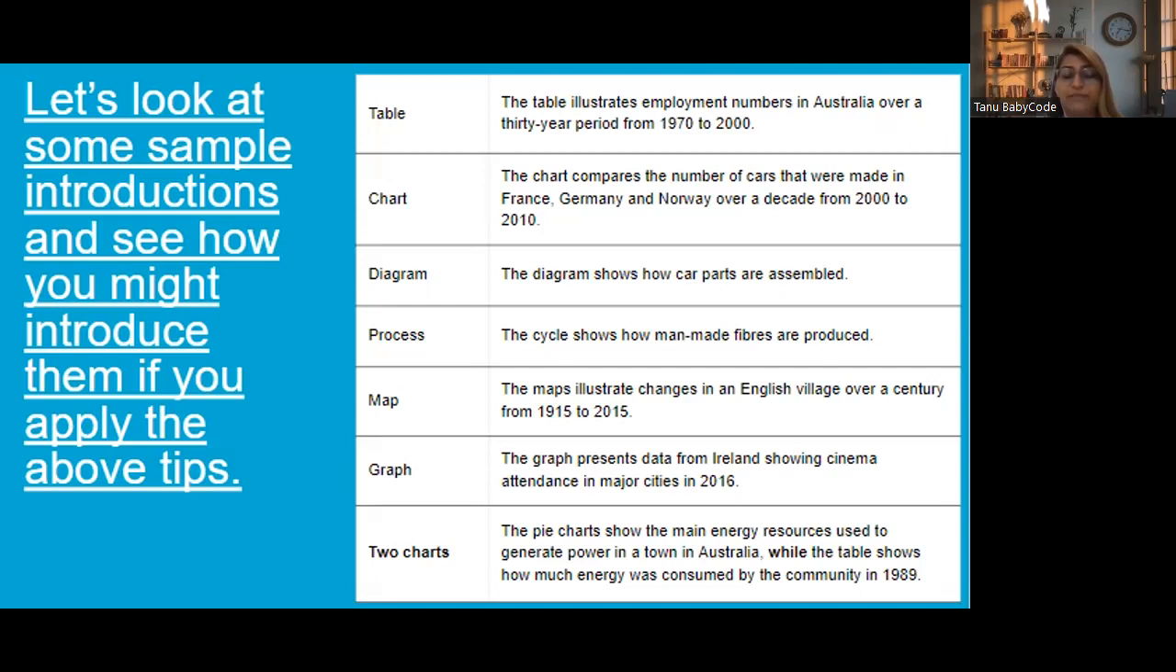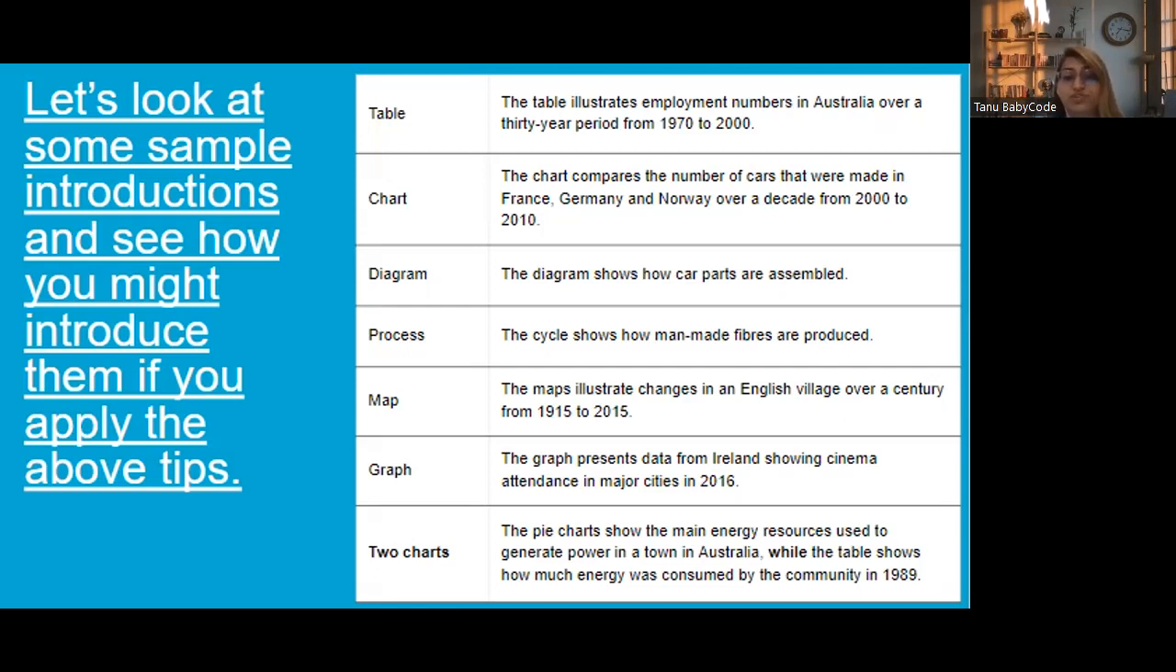So map. The map illustrates changes in an English village over a century. Now, why century? Because it is 100 years, 1915 to 2015. So please write your synonyms accurately. Graph: the graph represents data from Ireland showing cinema attendance in major cities in 2016. So you are writing a well-developed response for your introduction part.